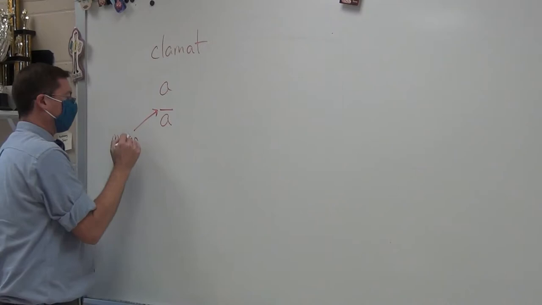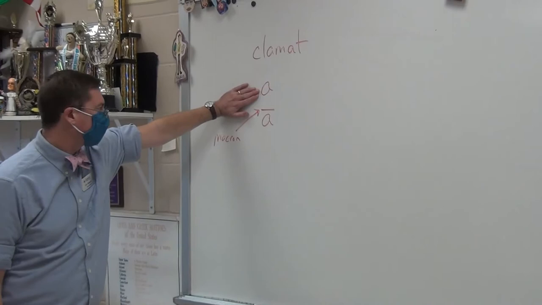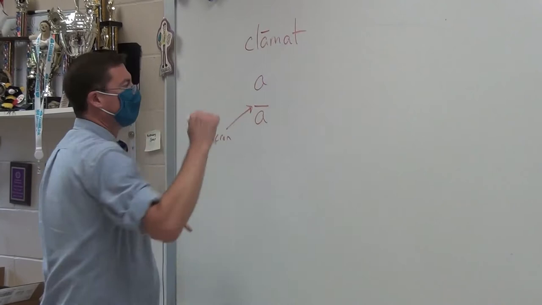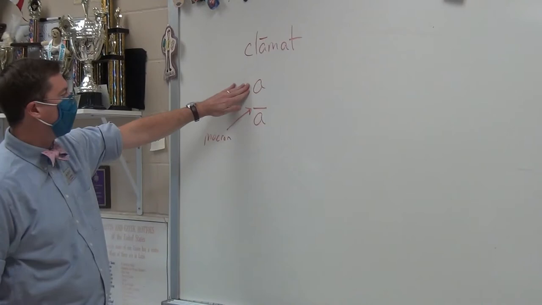And so here, repeat after me, "ah," and here, a long "ah." So A's are "ah"s. This would be "clama," now it's going to be "clamat." It's still the same pronunciation, but you have short "ah" versus long "ah."